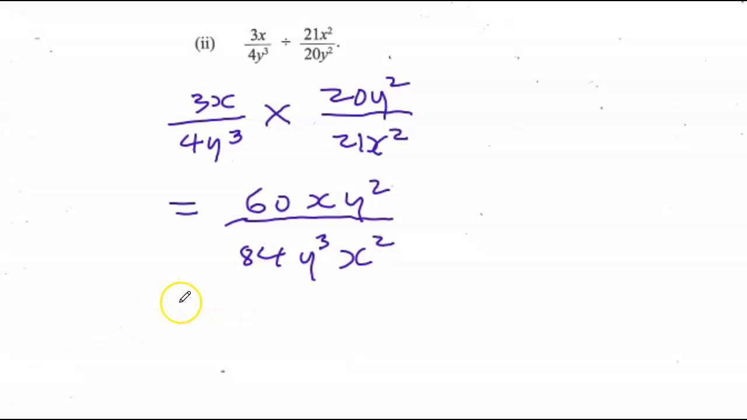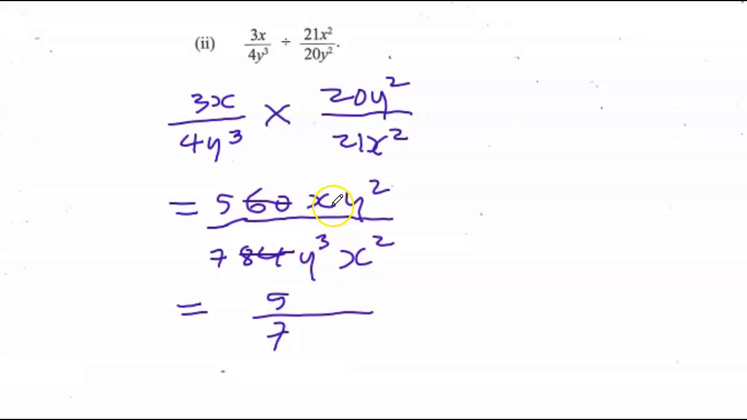Now let's try and reduce. So we think of a number that can divide into both 60 and 84. Of course, 12 can go into both numbers. We can divide both numbers by 12. 12 into 60, I think that's 5. 12 into 84, that's what, 7. So here we have 5 over 7.